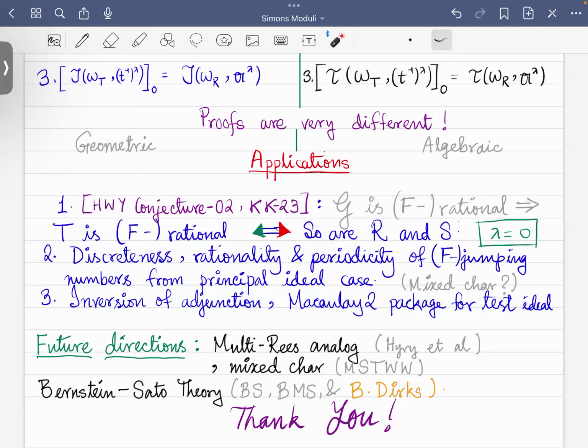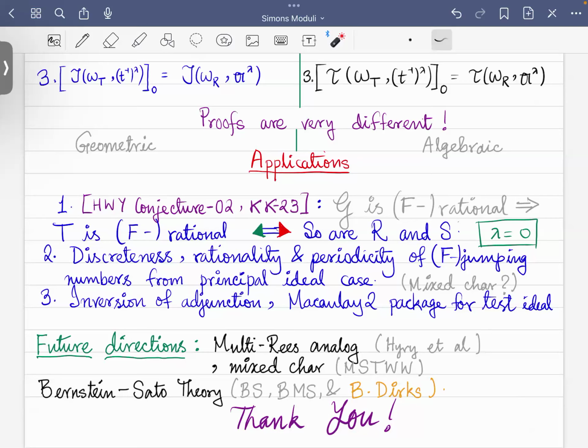So I have one question. For these results regarding discreteness and rationality, what are your assumptions? What about the ambient variety? So I have proved all these results for test modules. To go from test module to test ideal, I need my R to be Gorenstein. That's how I relate test module to test ideal, and hence my assumption is Gorenstein.